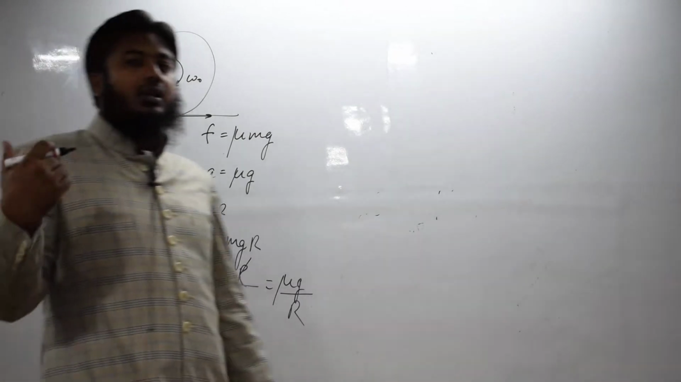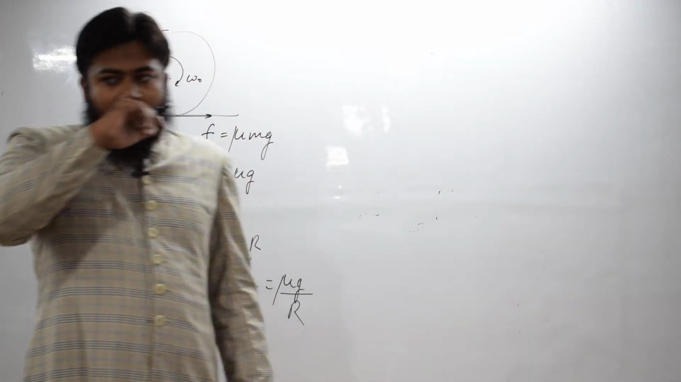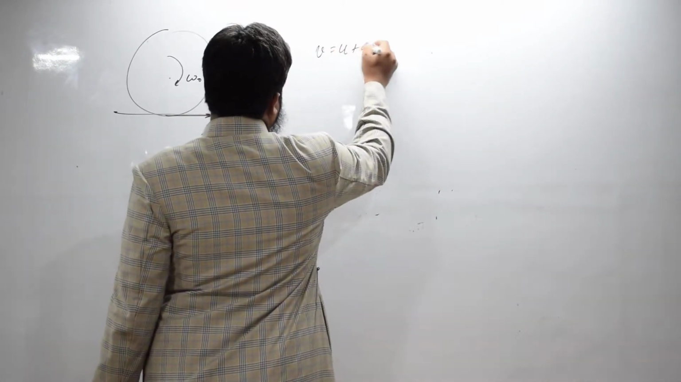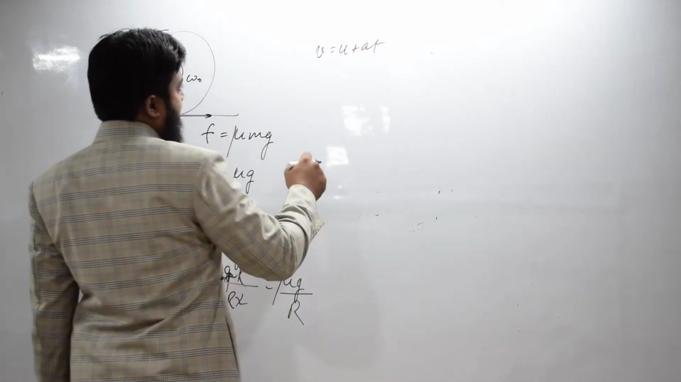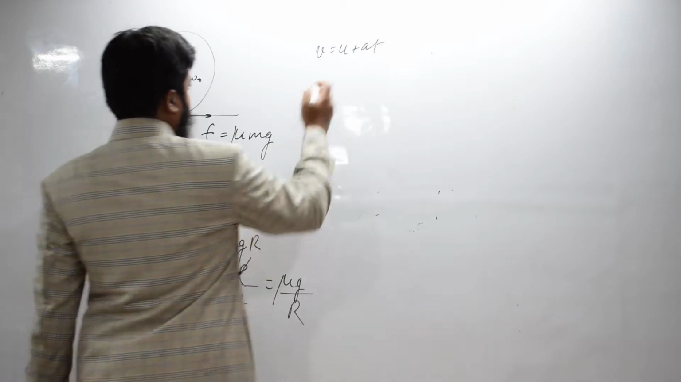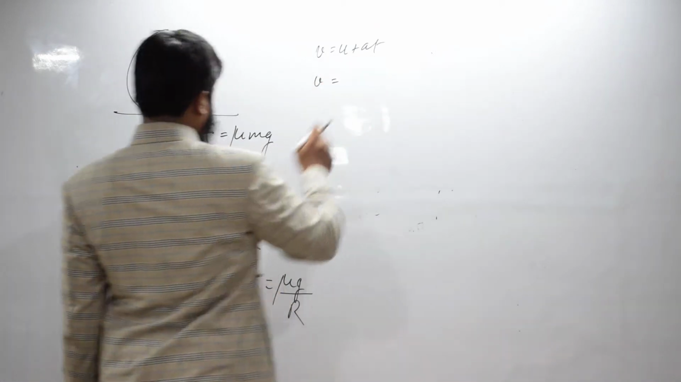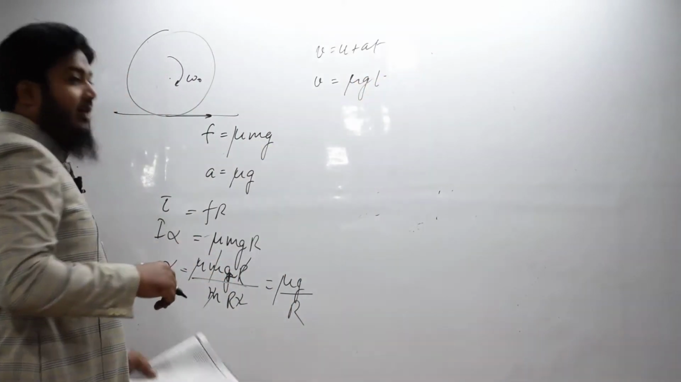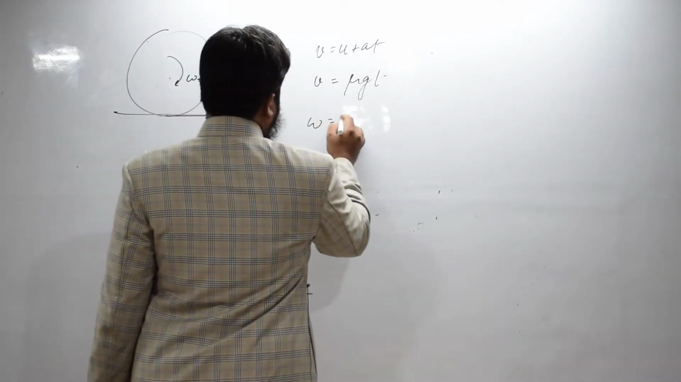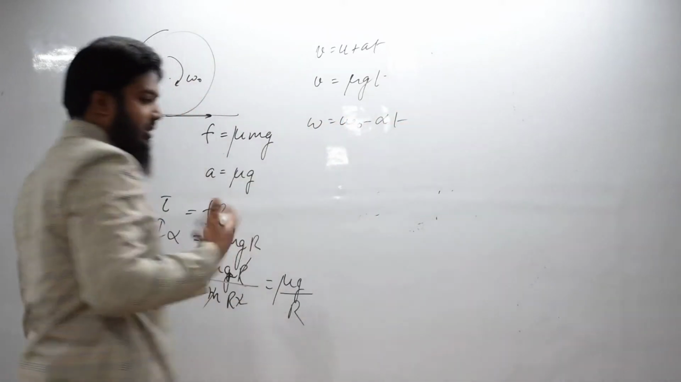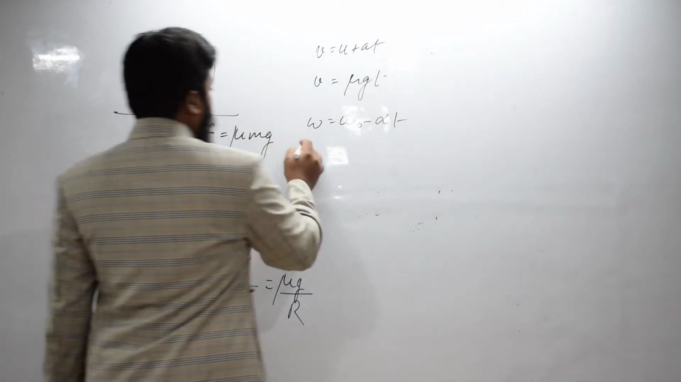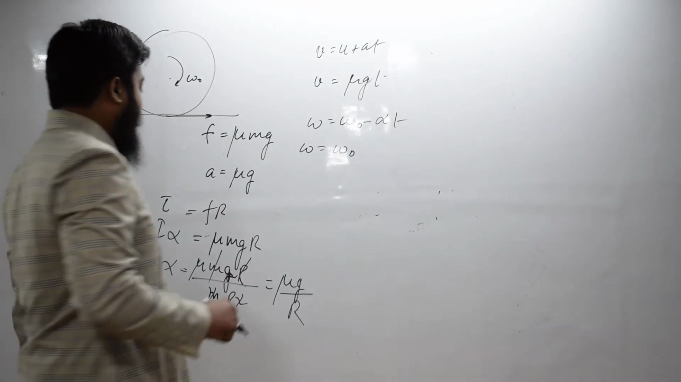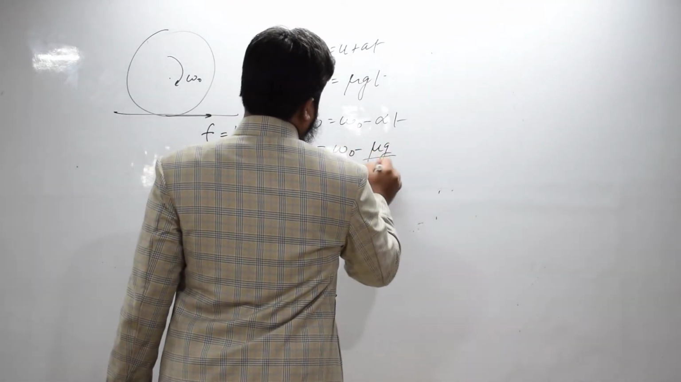Let us calculate angular velocity as well as linear velocity after time t. The linear velocity after time t will be v = u + at. Initially the center of mass has 0 velocity. So, velocity after time t is acceleration times t, acceleration is μg, so μg t. And the angular velocity after time t, omega is equal to omega naught minus alpha t, because it is a case of angular deceleration. Alpha is equal to μg upon r, into t.